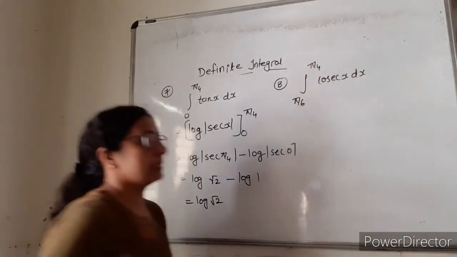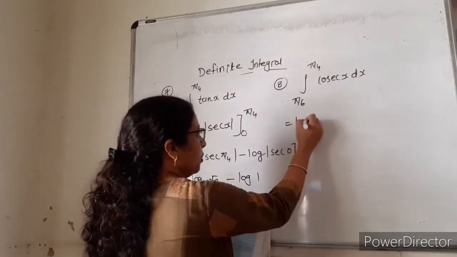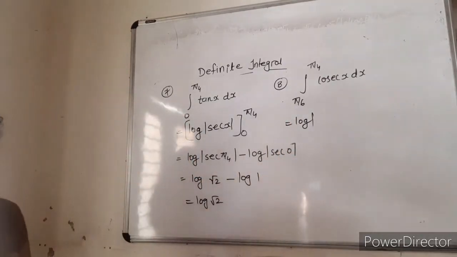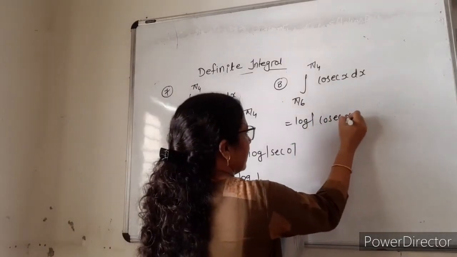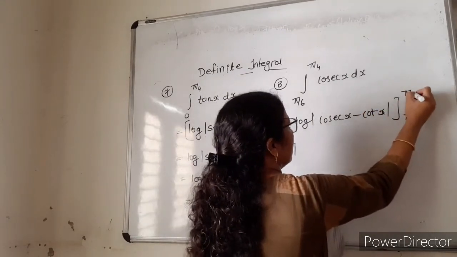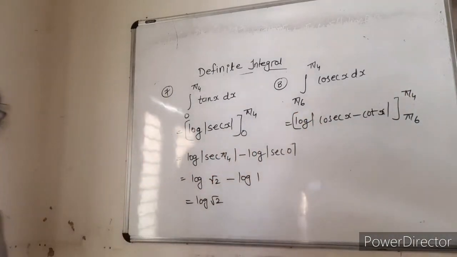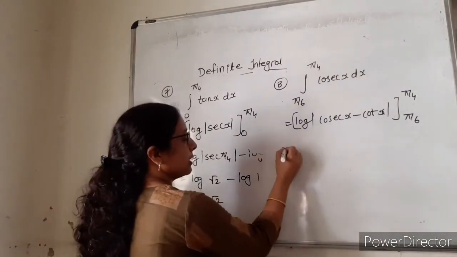of cosec x dx. Here it is again given: integration from pi by 6 to pi by 4 of cosec x dx. Now what is the integration of cosec x? That is equal to log mod cosec x minus cot x. I have given you this formula, log mod cosec x minus cot x, and the limit is given pi by 6 to pi by 4, right? Now you apply the limit yourself. You can apply.